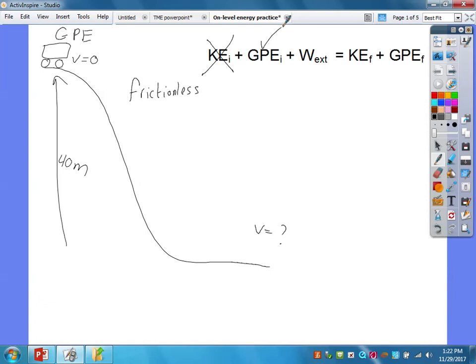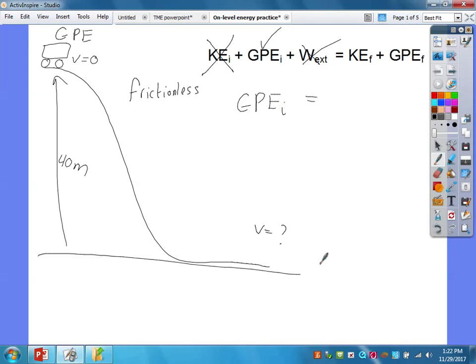Is there any work being done? Is there any friction? No. Does it talk about any applied force? No. So guess what? This is gone. So the only thing that I start with on the left side of my formula is initial gravitational potential energy. Let's go to the other side.